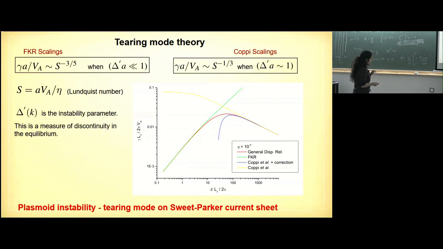So the plasmoid, now coming to the important part. The plasmoid instability is essentially the same thing, the tearing mode instability on a Sweet-Parker current sheet. Where I am requiring this A to be delta SP. And that's what then leads to faster reconnection.